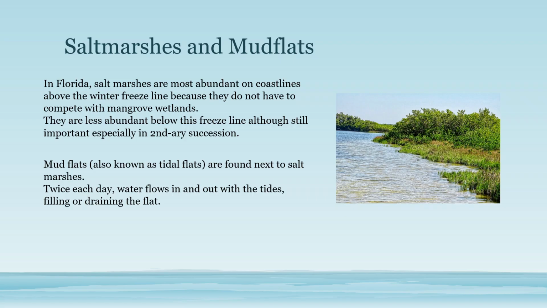So salt marshes and mud flats are more cold tolerant than the mangroves. When you go above the freeze line and you get areas that freeze, the coastal ecosystems are dominated by salt marsh. Below that, where it doesn't freeze, the coastal ecosystems are dominated by mangroves.